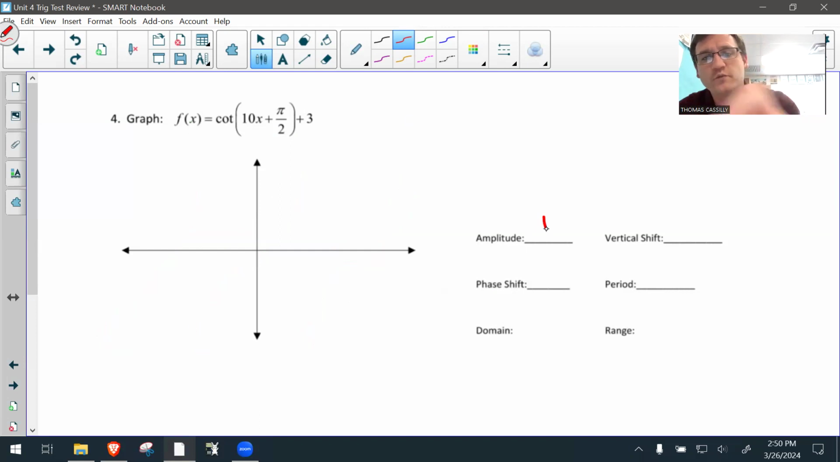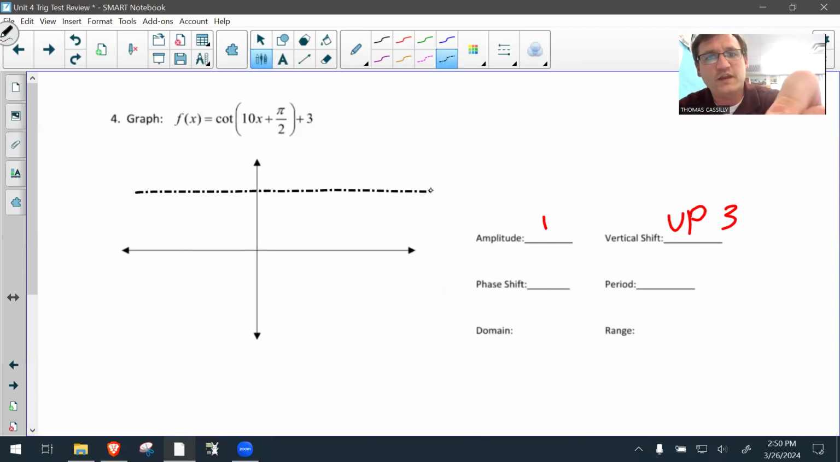All right, the vertical shift, though, we do care about. That is up 3. That's just the d value, so it says plus 3. So I'm going to make just a line right here, and I'm going to say that is 3 units above the x-axis. There's no scale, so we just kind of have to make our own.